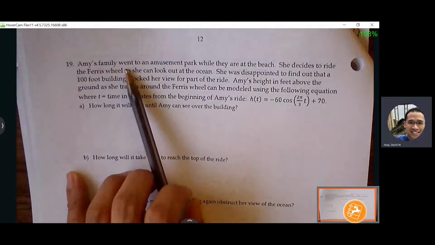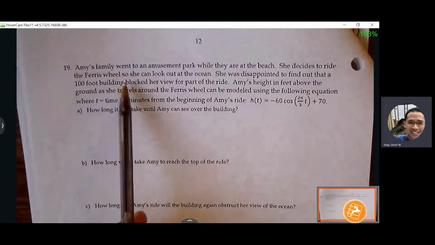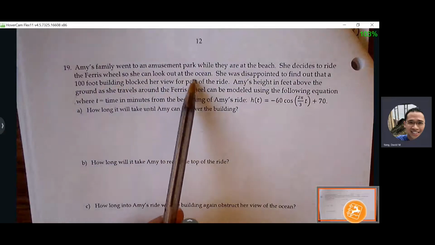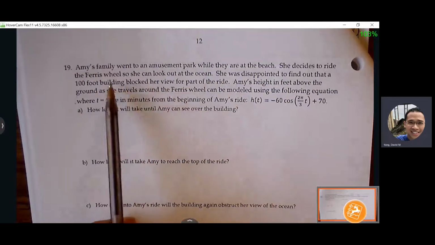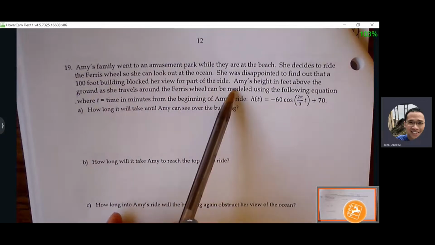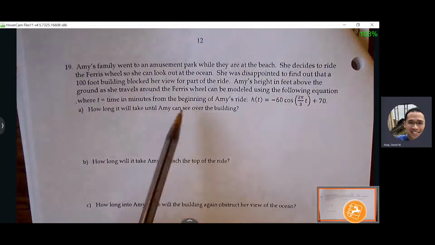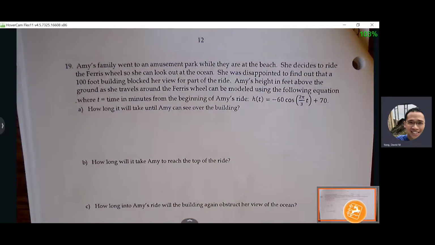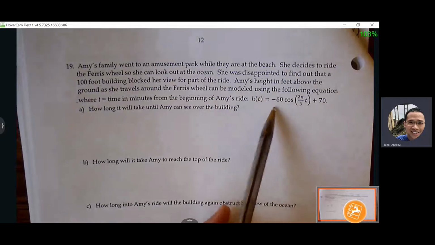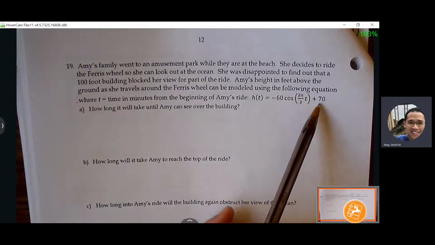Amy's family went to an amusement park while they were at the beach. She decides to ride the Ferris wheel so she can look at the ocean. She's disappointed to find out that the 100-foot building blocked her view for part of the ride. Amy's height in feet above ground as she travels around the Ferris wheel can be modeled using the following equation. H of t equals negative cosine 2 pi over 3t plus 70.